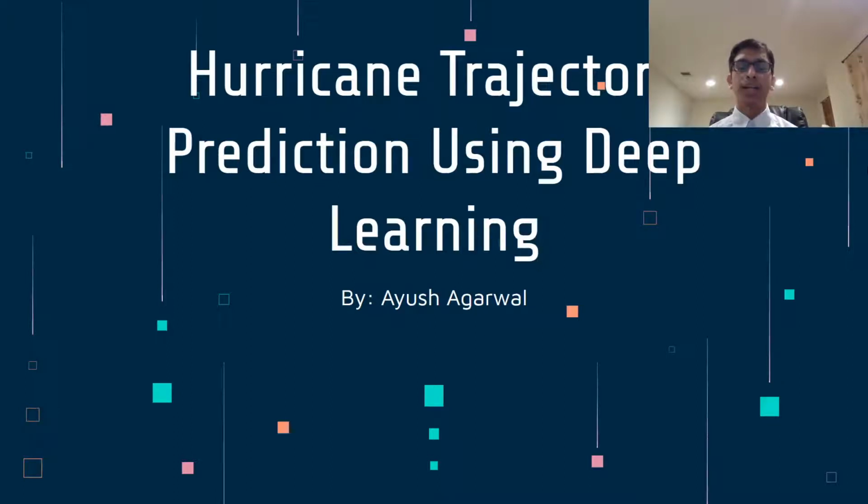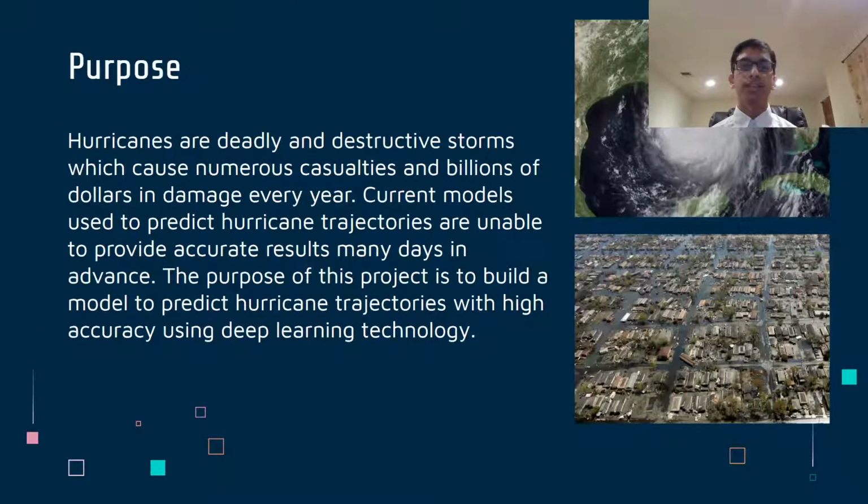Hi, my name is Ayush Agarwal, and today I'm going to be presenting a paper on hurricane trajectory prediction using deep learning. Hurricanes are deadly and destructive storms that cause many deaths and bring billions of dollars in damages every year. The reason is because current weather models are unable to accurately predict hurricane trajectories well in advance. Deep learning, however, holds the potential to resolve this issue. The purpose of this project is to build a machine learning model that can predict hurricane trajectories with high accuracy well in advance using deep learning.